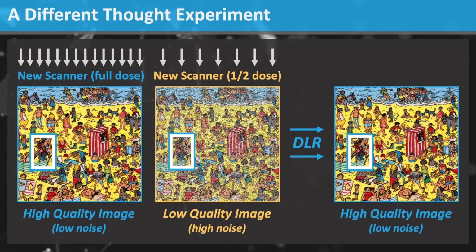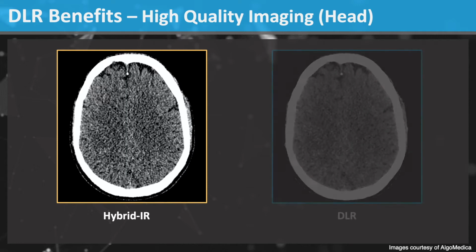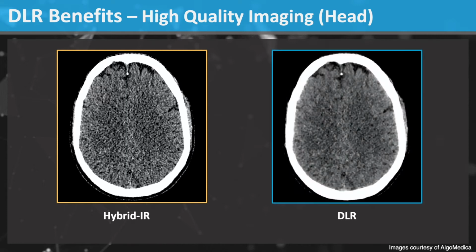Let's look at some real-life CT images and examples. DLR can be used to improve CT image quality. This head CT has high image noise, despite using hybrid iterative reconstruction. DLR reduces the image noise and improves image quality. We can now see the gray-white junction better, which is critical for stroke detection.